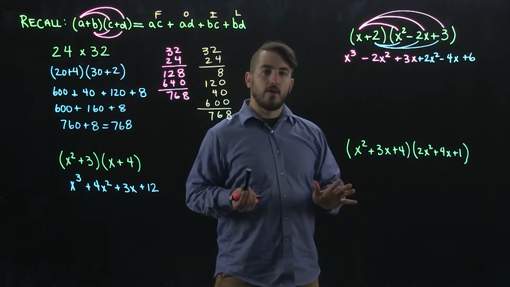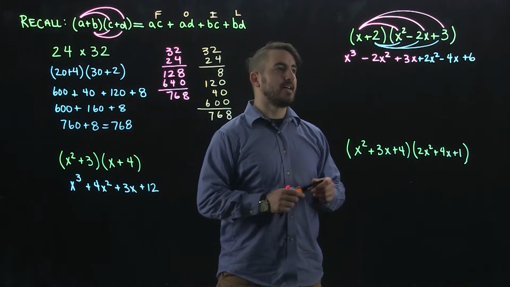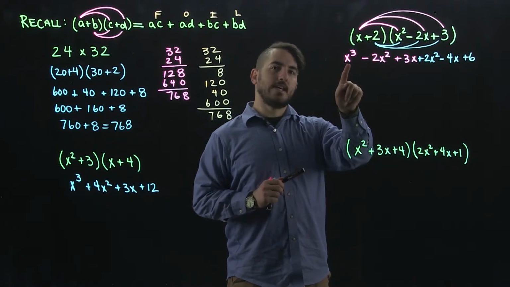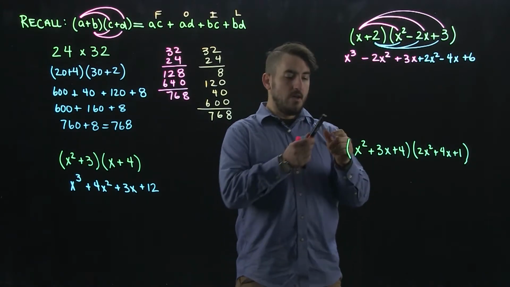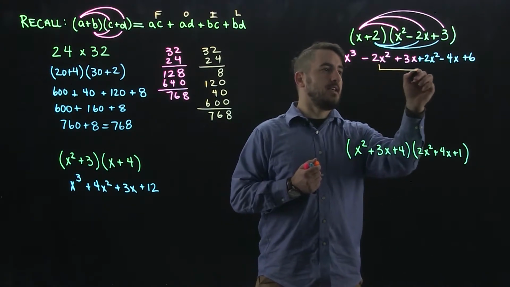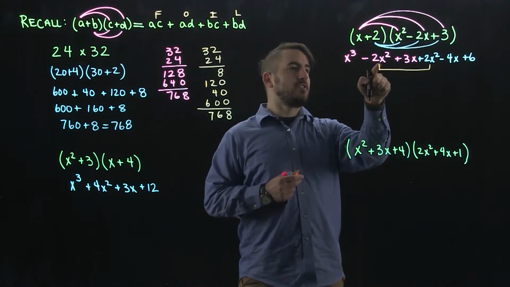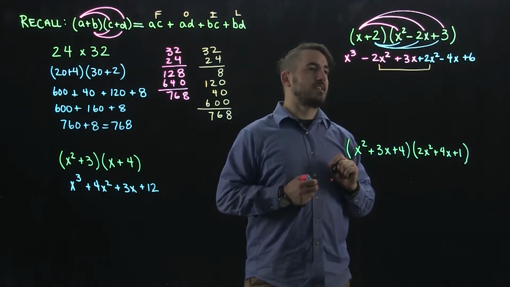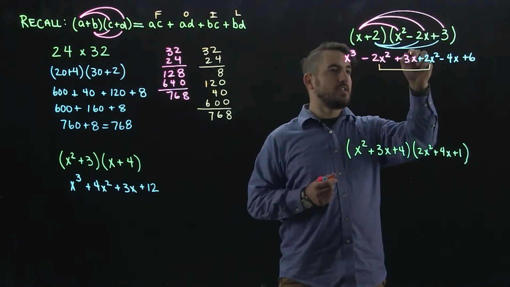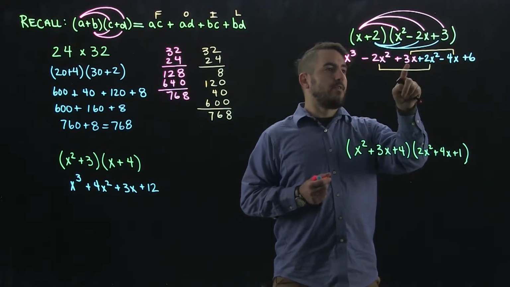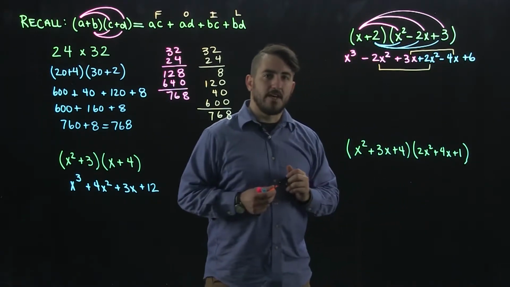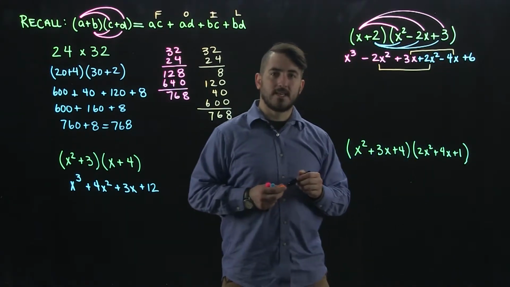Okay? Now, here we want to see, do we have any like terms? Well, we see that the x cubed has no like terms, but we see that the negative 2x squared and the positive 2x have like terms. And we also see that the 3x and the negative 4x have like terms. And we see 6 is by itself.